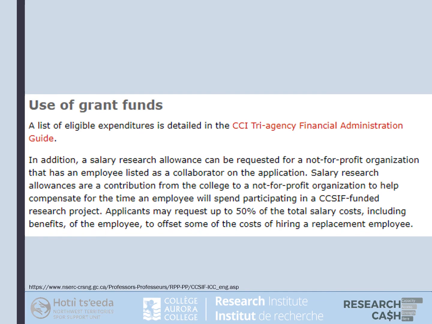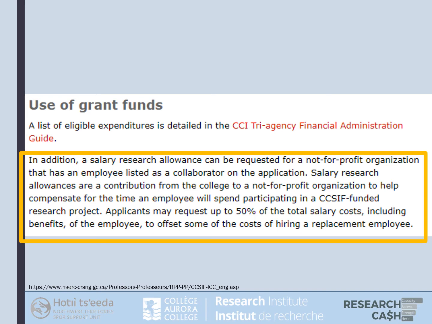So this last example is from the College and Community Innovation Fund. That's all tri-councils together funding innovation within colleges. These guidelines reference the Tri-Agency Financial Administration Guide. That'll be covered in detail in the following session, Financial Administration of Tri-Agency Grants. But these guidelines give you the additional information that in your funding application, you can request up to 50% of the salary for collaborators who work for not-for-profit organizations.